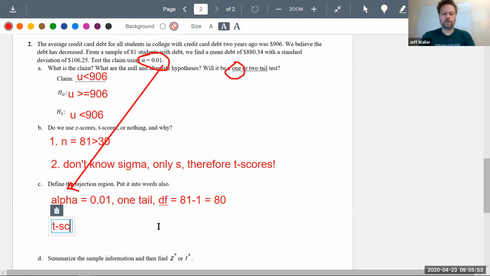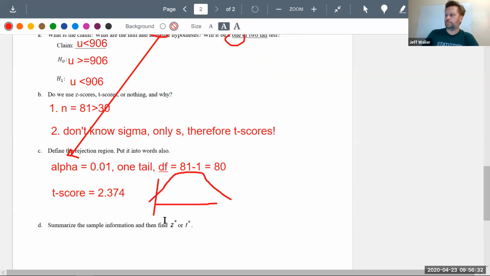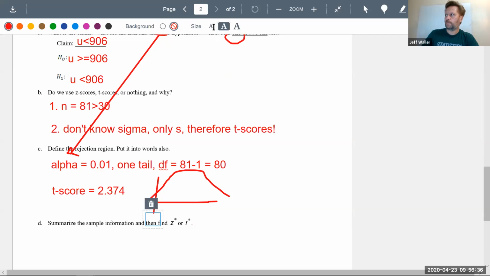So let's see. My t-score 2.374, is that right? Yes. So if I draw this sucker, of course it's not 2.374, is it? Let's back up for a second. Why is it not 2.374? Let me draw it and I'll show you why. Okay, that works. Because the tail's going to be down here, right? How do I know the tail's down there? Because less than, correct? So it's not 2.374. What is it? Yeah, it's negative. Good. Negative 2.374.